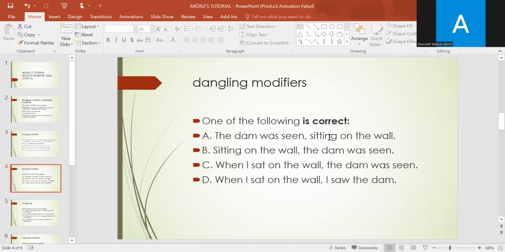Perhaps the answer D is clearer and maybe the clearest. Why? When I sat on the wall, I saw the dam. Now, so here we have the person who sits on the wall and the person who saw the dam. It's so clear. So if you are being asked to identify the one which is correct, then it should be D.